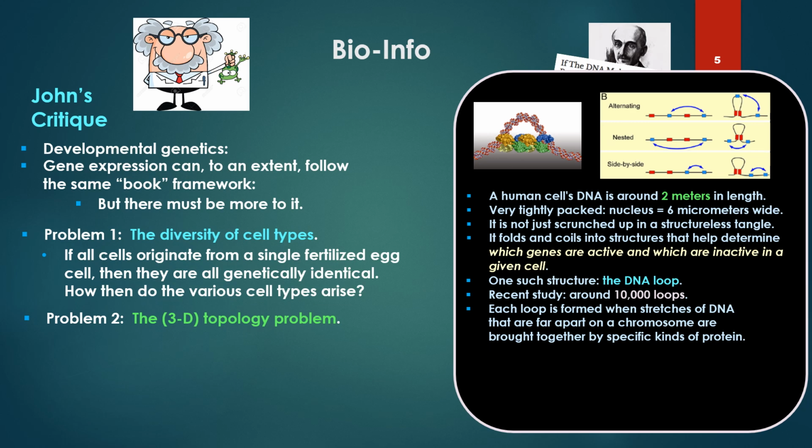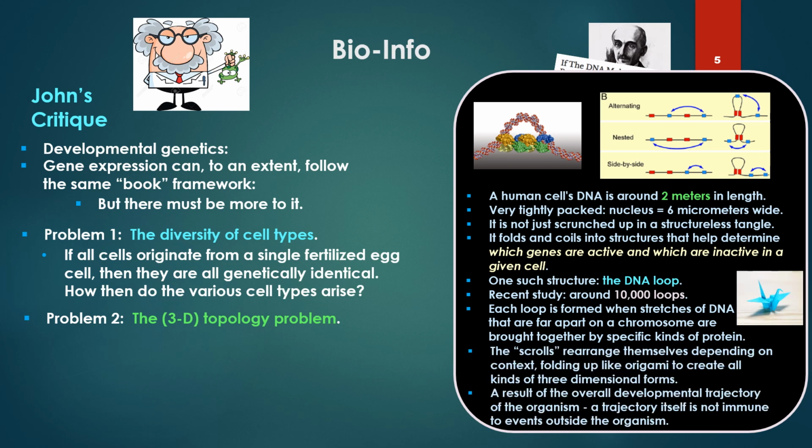And a recent study found about 10,000 such loops. Each loop is formed when stretches of DNA that are far apart on a chromosome are brought together by specific kinds of protein. The scrolls rearrange themselves depending on context, folding up like origami to create all kinds of three-dimensional forms. A result of the overall developmental trajectory of the organism, a trajectory itself is not immune to events outside the organism.